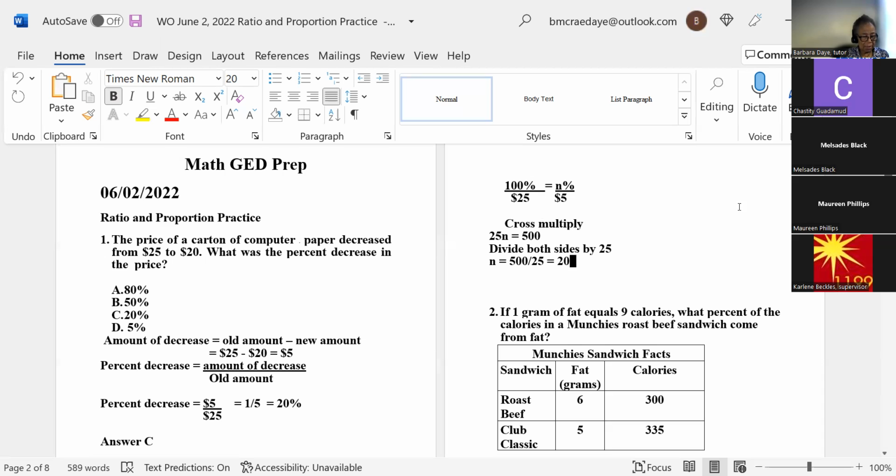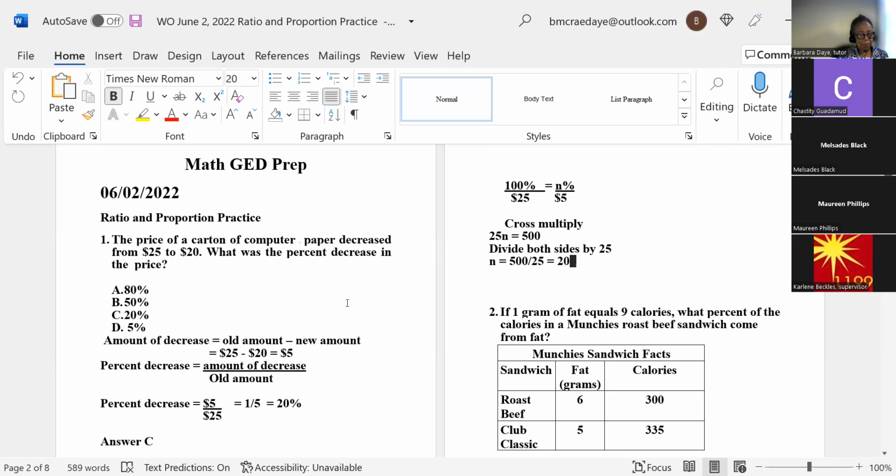This is all mental math. Because you could just ask yourself, it's only one number times 25 to give you 500, and that's 20, right? So you could just say N equals 20. But just to show you how you solve it, the unknown is N, divide both sides by 25, 500 divided by 25 is 20, and you get the same answer we got here, 20%.